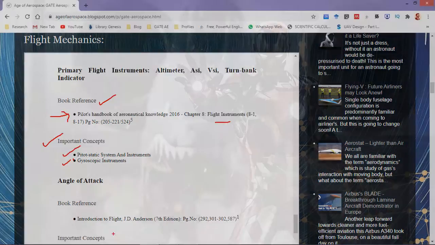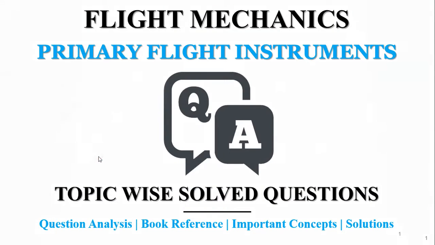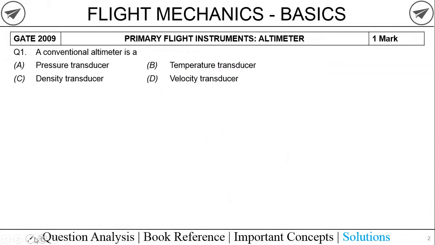Now let's get solving. Here we have our first question, and this is a 1 mark question asked in GATE 2009. The question reads: a conventional altimeter is a. So they are asking what is a conventional altimeter, what is the basic composition of it. It must be either a pressure transducer, temperature transducer, density transducer, or velocity transducer.